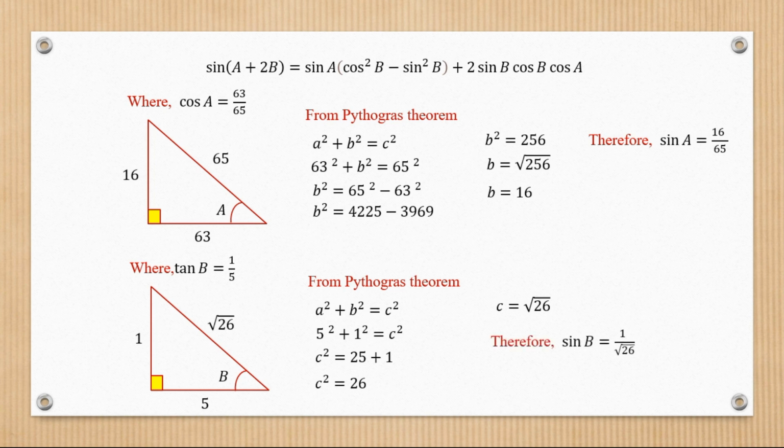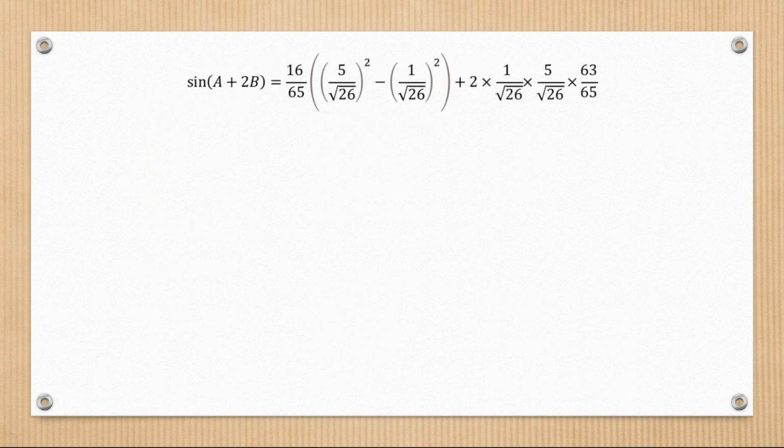So now that we know that, we can therefore see that sine of B is 1 over root of 26 and cos of B is 5 over root of 26. So now that we know all those, we can actually substitute everything back into our main equation, and this is what we end up having.